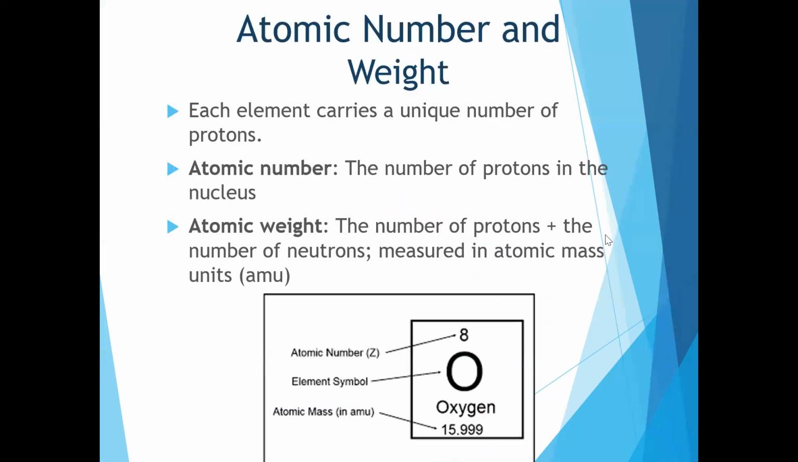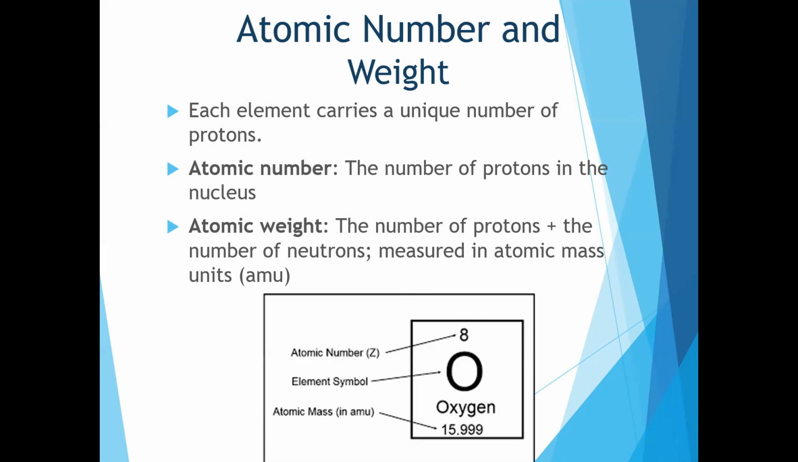Okay, atomic number and weight. Each element has a unique number of protons. That's what gives it its properties and makes it an element. The atomic number is the number of protons in the nucleus, and that's found at the top here. In oxygen's case, that's 8. So oxygen has 8 protons.